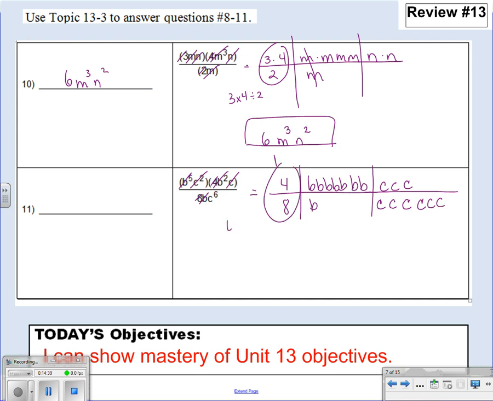Let's simplify. 4 divided by 8 gives us a fraction. That'll be 1/2. B's cancel. We're left with 1, 2, 3, 4, 5, 6. So b to the 6th power on the top. Cancel out our c's, and we have c to the third power on the bottom. So our answer is going to be 1b to the 6 over 2c cubed. Or since this is a 1 on top, this might be seen as just b to the 6 over 2c cubed in the bottom.